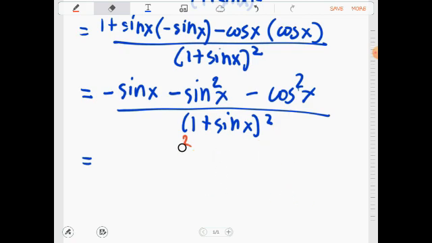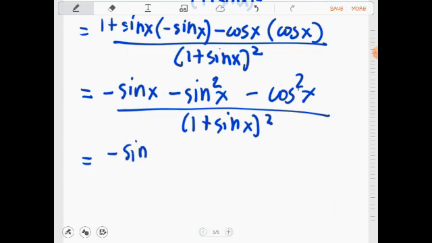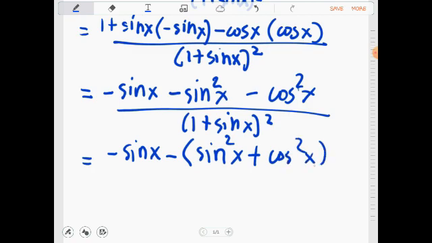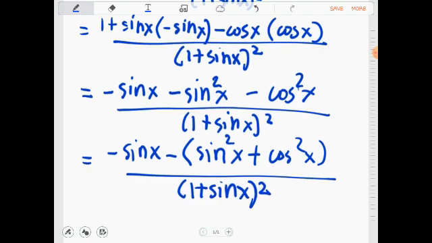Okay? And then, meron kasing value yan. Okay? So, this should be equals to negative sine of x minus quantity sine squared x plus cosine squared x, all over quantity 1 plus sine of x squared. So yung sine squared x plus cosine squared x is equals to 1. Okay?